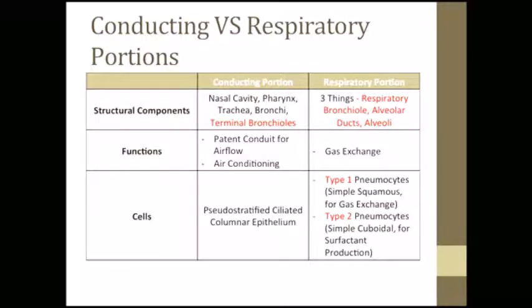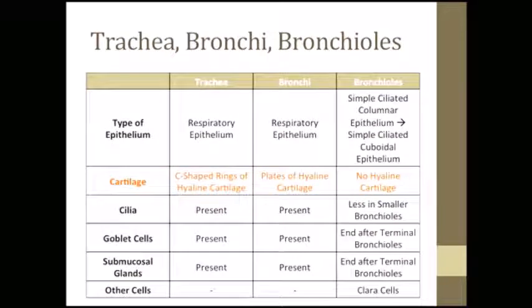So we move on to the trachea, bronchi, and bronchioles. The main thing I want to go through is the cartilage differences. The trachea has C-shaped rings of hyaline cartilage, whereas your bronchi have plates of hyaline cartilage. Your bronchioles have no hyaline cartilage. So the rest are not as important. If you really want to know, you can refer to them. But the main thing that differentiates the three of them is the type of cartilage. So trachea, C-shaped; bronchi, plates; and bronchioles have no cartilage.